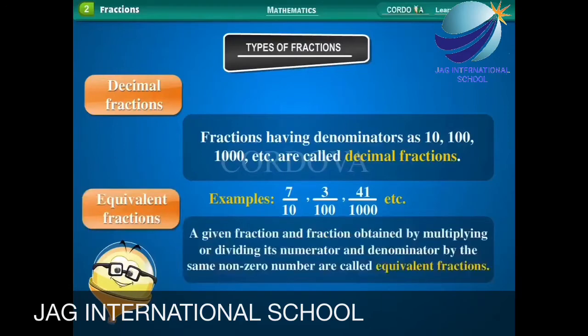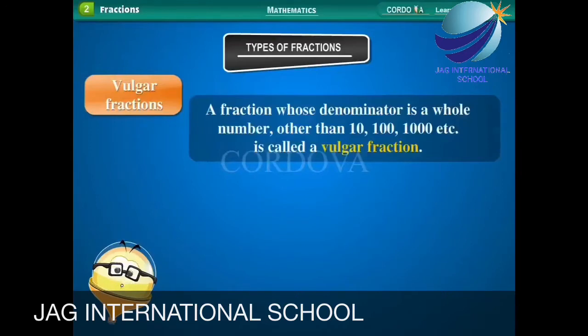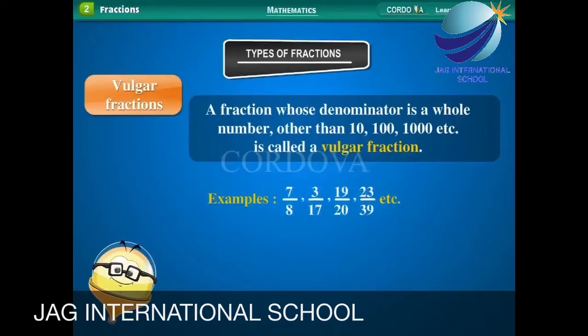Equivalent fractions. A given fraction and the fraction obtained by multiplying or dividing its numerator and denominator by the same non-zero number are called equivalent fractions. Examples: 2 upon 3, 4 upon 6, 6 upon 9, 8 upon 12 are equivalent fractions. Vulgar fractions. A fraction whose denominator is a whole number other than 10, 100, 1000, etc. is called a vulgar fraction. Examples: 7 upon 8, 3 upon 17, 19 upon 20, 23 upon 39, etc.